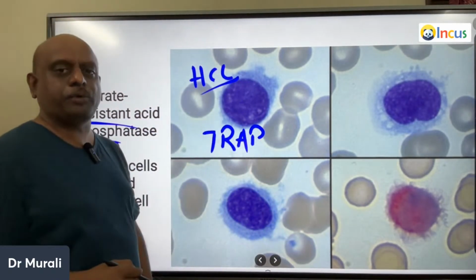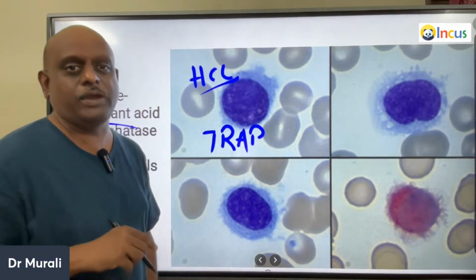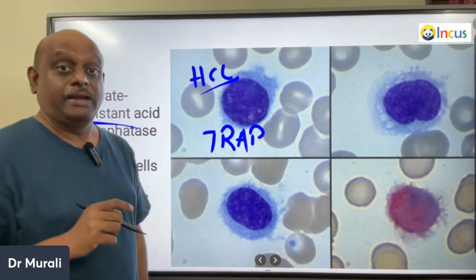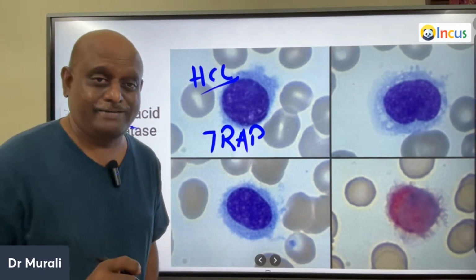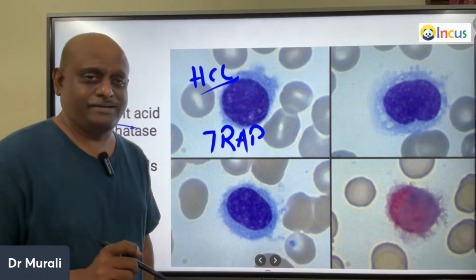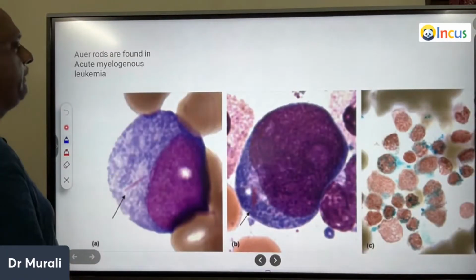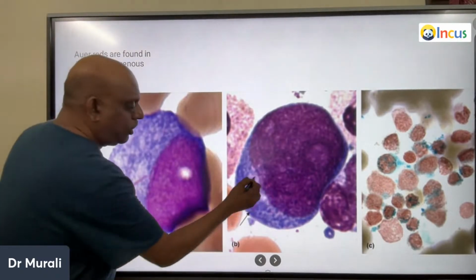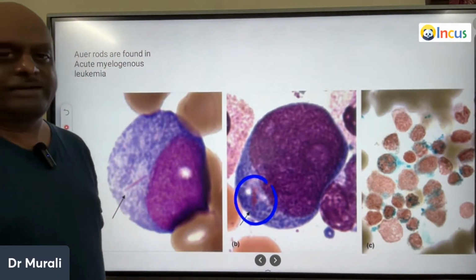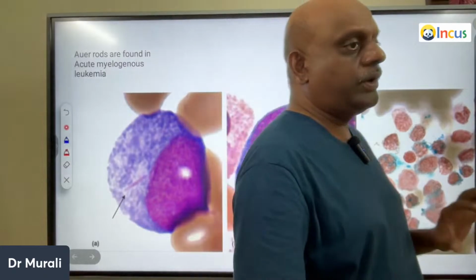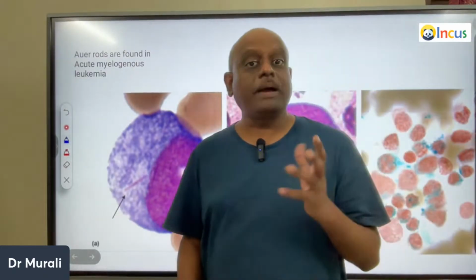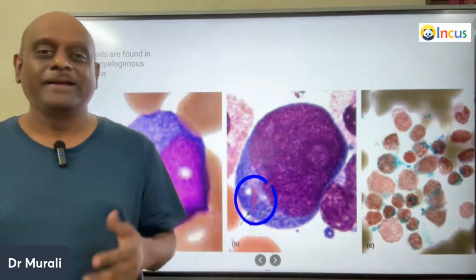leukemia. Another important point about HCL, hairy cell leukemia, that you need to remember is we use cladribine. Cladribine in the treatment of hairy cell leukemia is what you should remember. Then there are two types of leukemic cells. One is called myeloid, the other is called lymphoid.